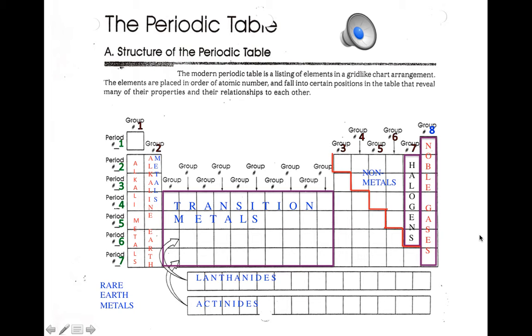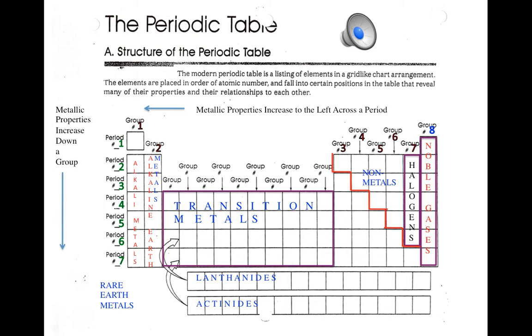We have 2 more things to put in there. Metallic properties increase as you go left across the period. So as you go left, things become more metallic. That means better conductors, shinier, more malleable, those kind of things. And metallic properties also increase down a group. And this means francium down here, lower left, would be our most metallic element, and fluorine is going to be our most non-metallic element. Noble gases, being neither metallic nor non-metallic, don't fit into those categories.